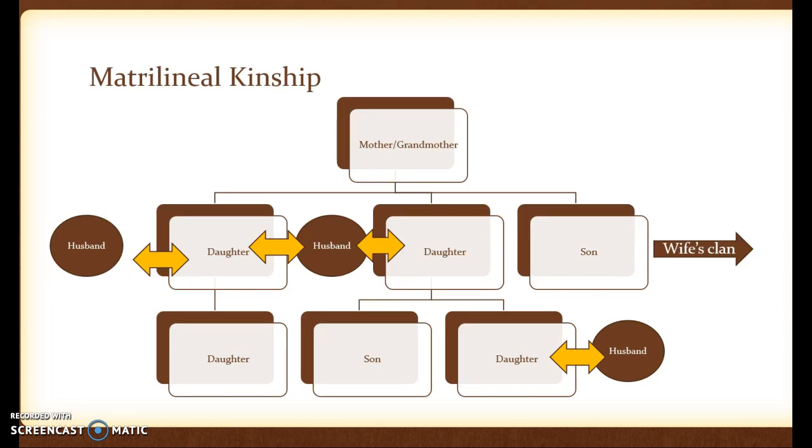So the basic unit of organization within a Native American tribe would have been the clan. And a clan was simply a group of people that claimed descent from a common ancestor. Membership in a clan was matrilineal. And this is an important concept to understand. What this means is that in order to have membership in a particular clan, it descended through the mother's line.